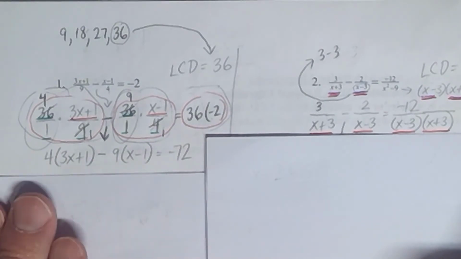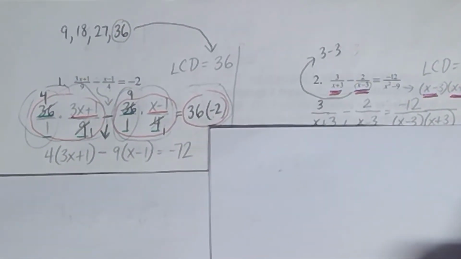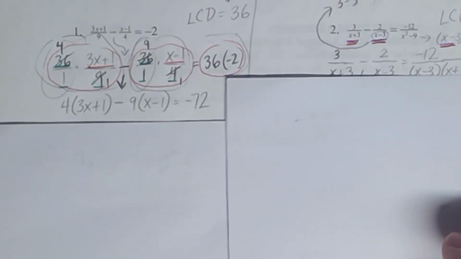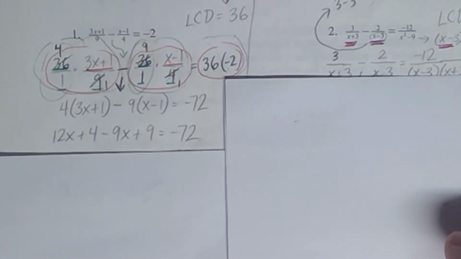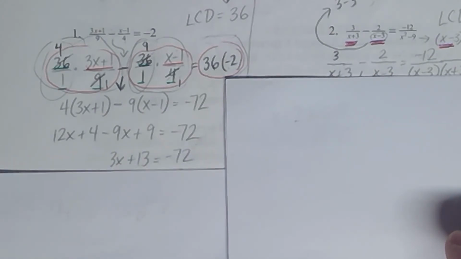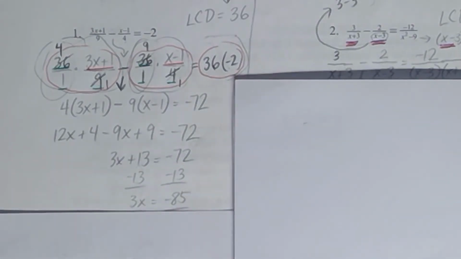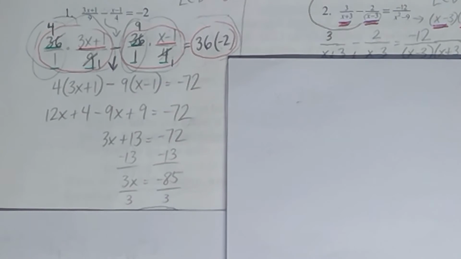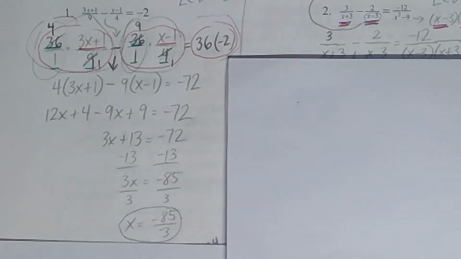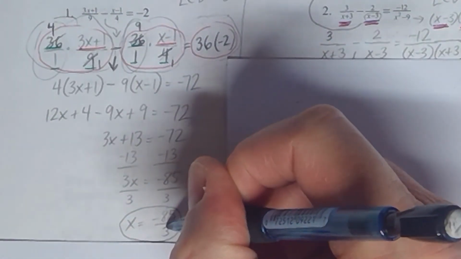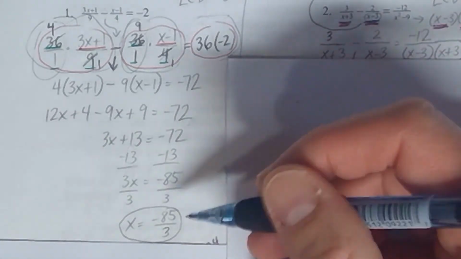And what this leads to is a linear equation. No fractions anymore, though. Okay. So then we solve that linear equation. We distribute out the parentheses first. We combine like terms. We move over the 13 with the -72. Okay, and then when we divide out, yes, we do get a fraction. That's okay. All right. And there we go. It's -85 over 3.